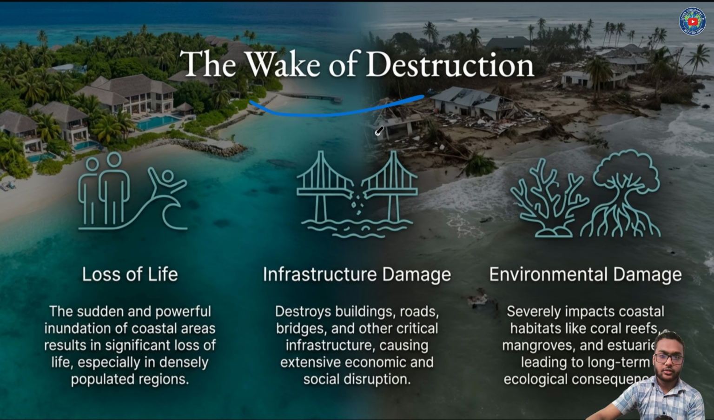Now, the destruction caused by tsunamis: loss of life, infrastructure damage, environmental damage. Loss of life: the sudden and powerful inundation of coastal areas results in significant loss of life, especially in densely populated regions. Infrastructure damage: destroys buildings, roads, bridges, and other critical infrastructure, causing extensive economic and social disruption. Environmental damage: severely impacts coastal habitats like coral reefs, mangroves, and estuaries, leading to long-term ecological consequences.